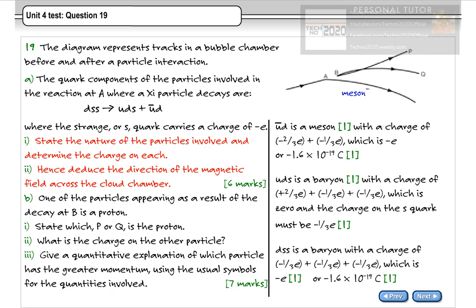In the second part of A, U bar D is a charged particle that will bend when moving in a magnetic field, unless it is moving very close to the speed of light. Because the meson is negatively charged, using the left-hand rule shows that the magnetic field is directed into the page.